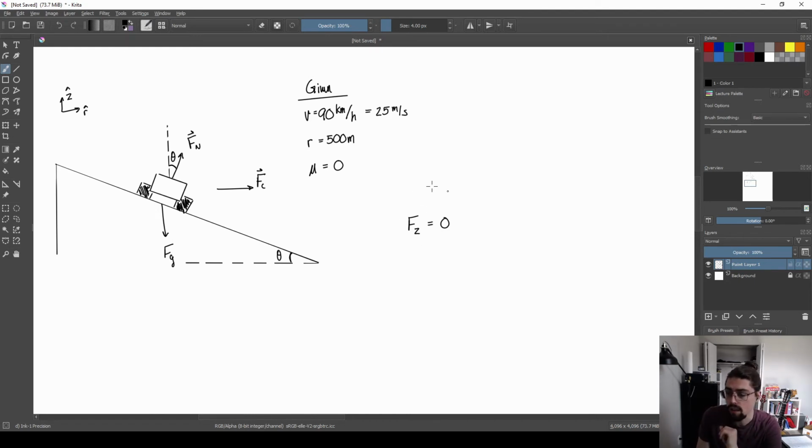So I know that the force in the z direction ought to equal 0. I know that there is the cosine component of the normal force contributing to that. So F_N cosine theta minus mg.